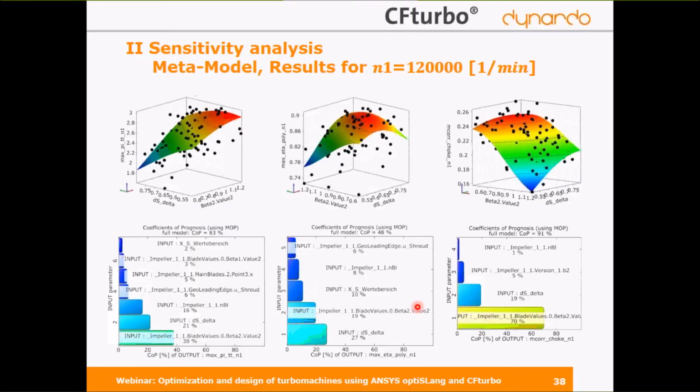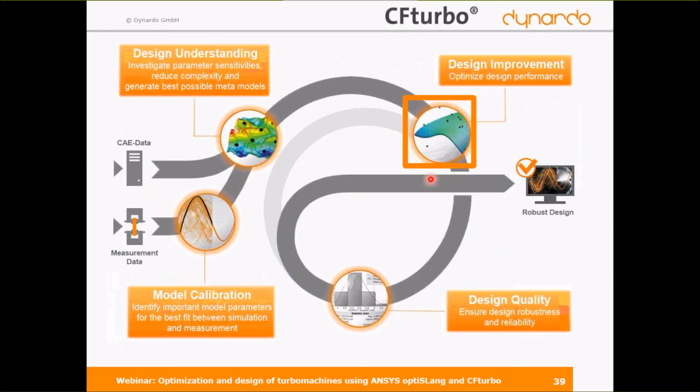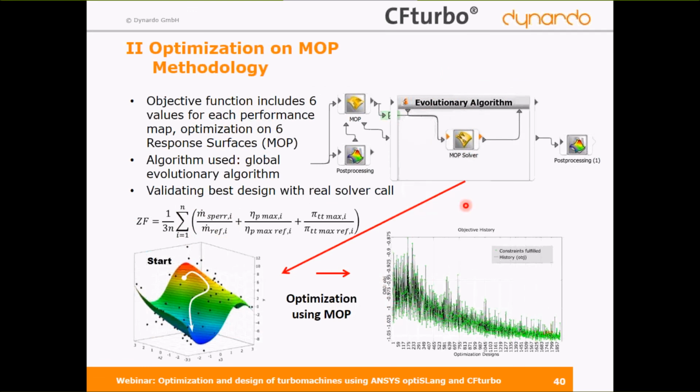Okay, now let's move back to the presentation. After we've done sensitivity analysis, we can do the optimization. In this case, the optimization was done on the response surface, and this is very attractive because it's very fast. Also, the COP values are not that high. The advantage is that it's very fast, and you can easily change your objective function. So in this case, within the objective function, the maximum choke mass flow, the maximum efficiency of the speed line, and the maximum pressure ratio was put into account. And this for all speed lines.